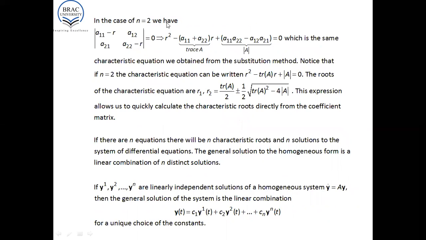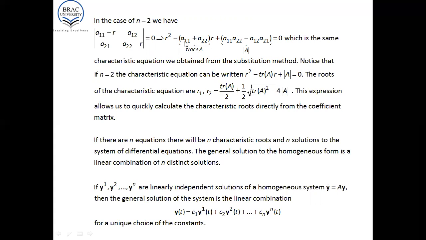In the case of n equal to 2, we have the determinant of A11 minus r, A12, A21, A22 minus r. The determinant is equal to 0, which implies that r squared minus (A11 plus A22) times r plus A11 A22 minus A12 times A21 is equal to 0. Which is the same characteristic equation we obtained from the substitution method. So please check it. You will see that it is the same equation.